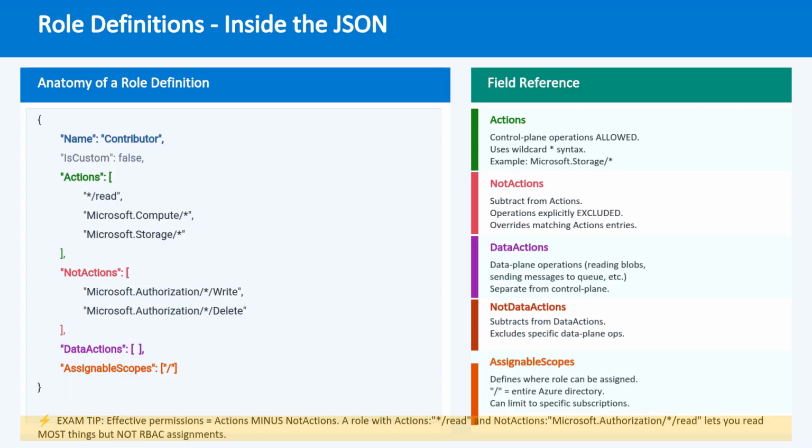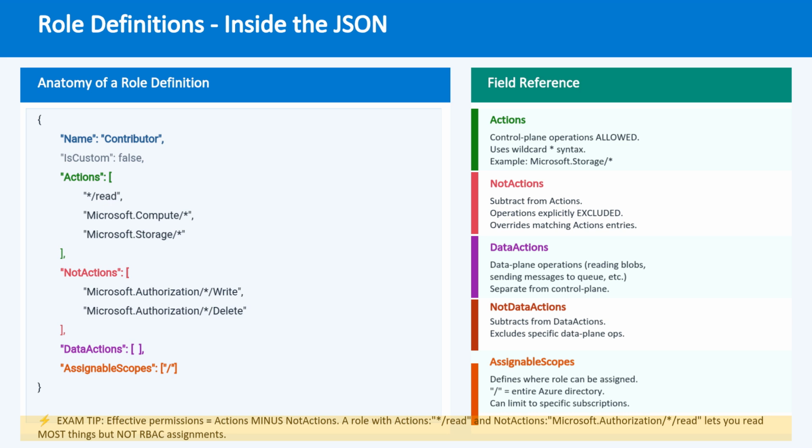Now let us consider role definitions inside the JSON file. Let's look at what's actually inside a role definition. This is important because the exam will test your understanding of how permissions are evaluated. A role definition is a JSON document with these key fields: actions, not actions, data actions, not data actions, and assignable scopes. Let's first consider actions, which is the control plane.